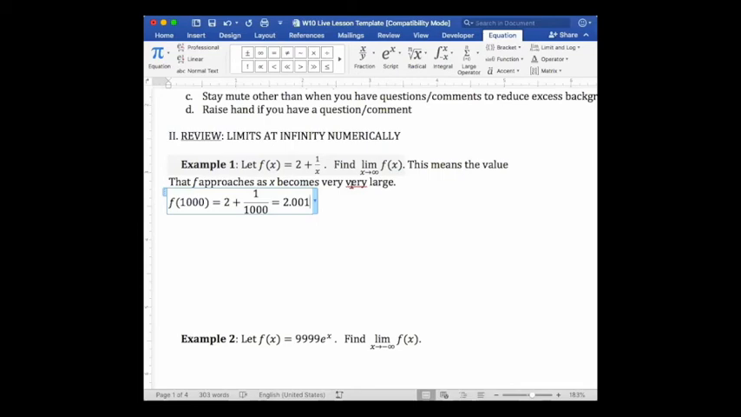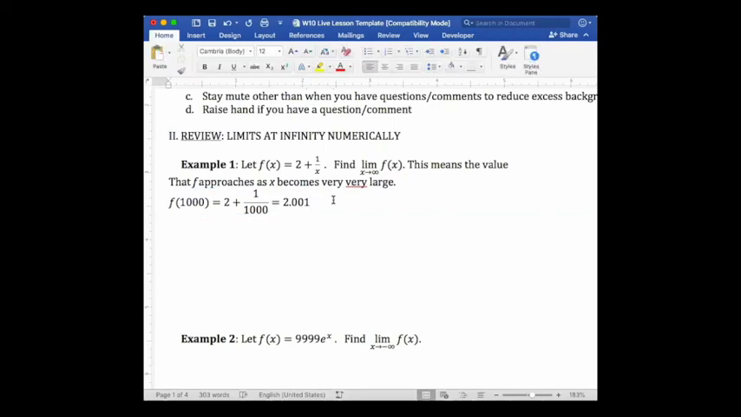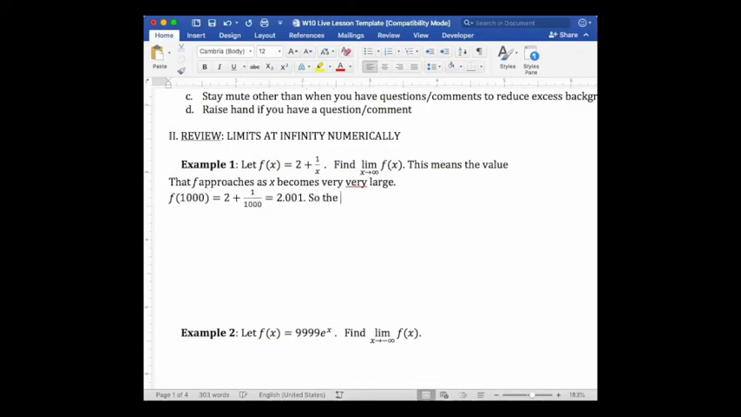Okay, so I plugged in 1,000, and as you can see, as a result, I got something very, very close to 2. That's telling me that the value of my limit is probably 2. If you plugged in something even bigger than 1,000, like 1,000,000, then you would get something even closer to 2. So as x is becoming a very large number, the value of the function is approaching 2. So the limit is 2.